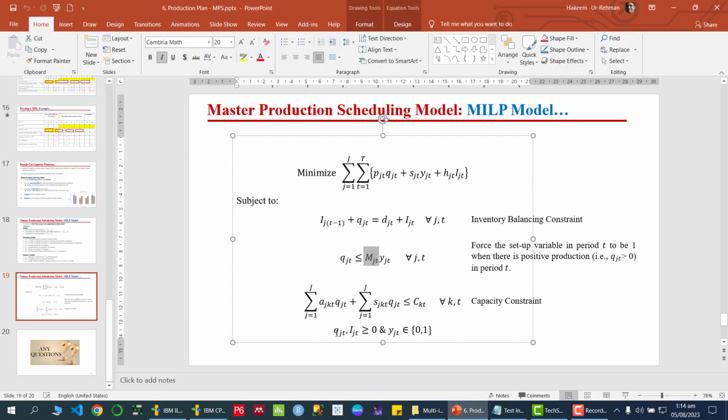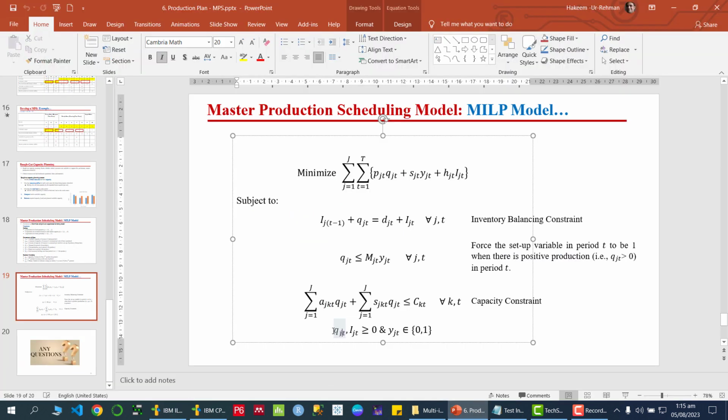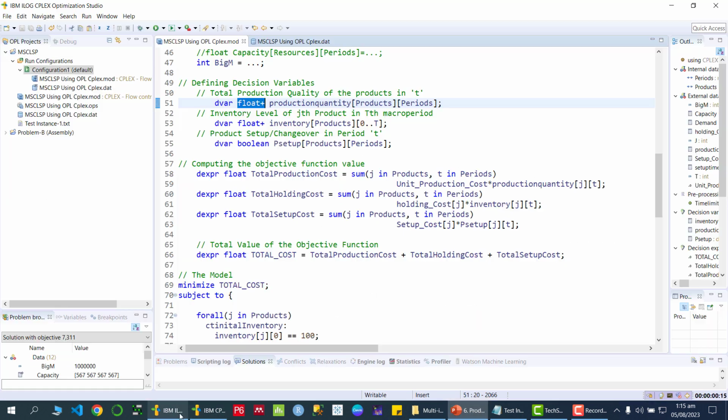Okay, so how many decision variables do we have? We have three. Two are the continuous type, another one is the Boolean type, or you can say binary variable. So first of all, I'm defining the production quantity. As we know, dvar is a keyword of the OPL programming language, the optimization programming language, which means define variable. What type? That is float plus. Float plus means it is a continuous positive decision variable.